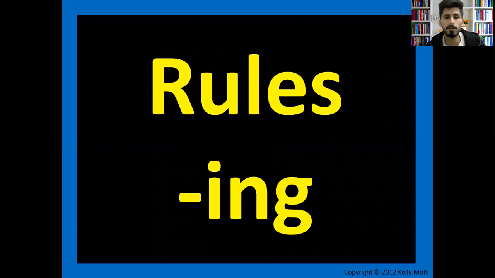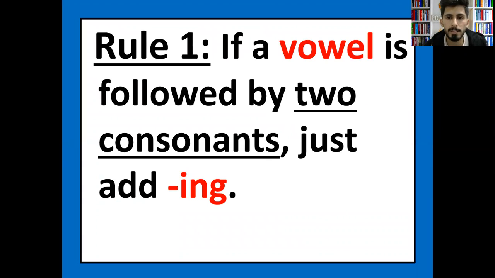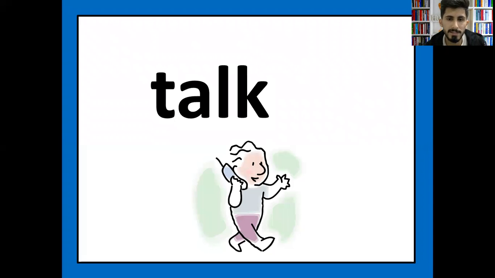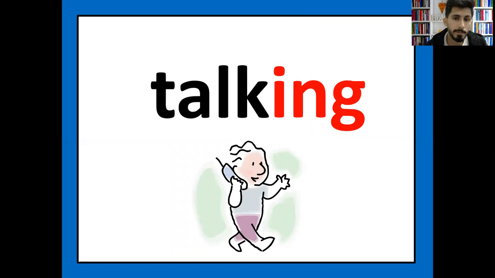Now we've got rules for ing. The rules in writing. Rule number 1 says, if a vowel is followed by two consonants, just add ing. Just like these examples, we've got talk. Look, we just add ing. Why? Because we've got this vowel, a, followed by two consonants, which are L and K. So we just add ing.